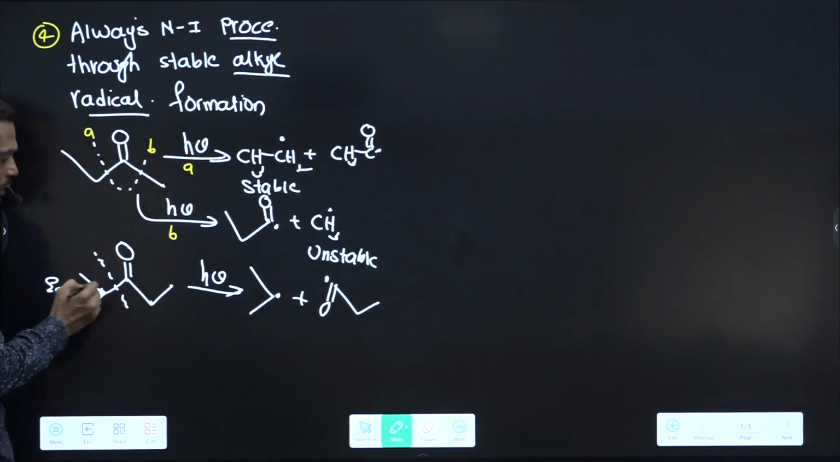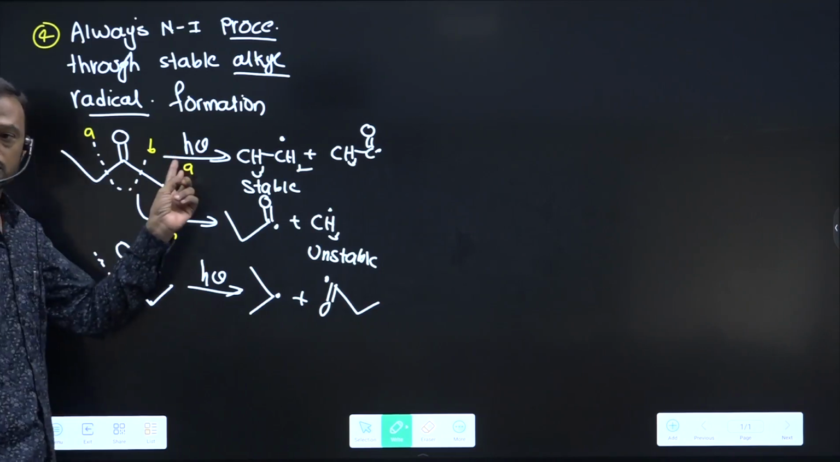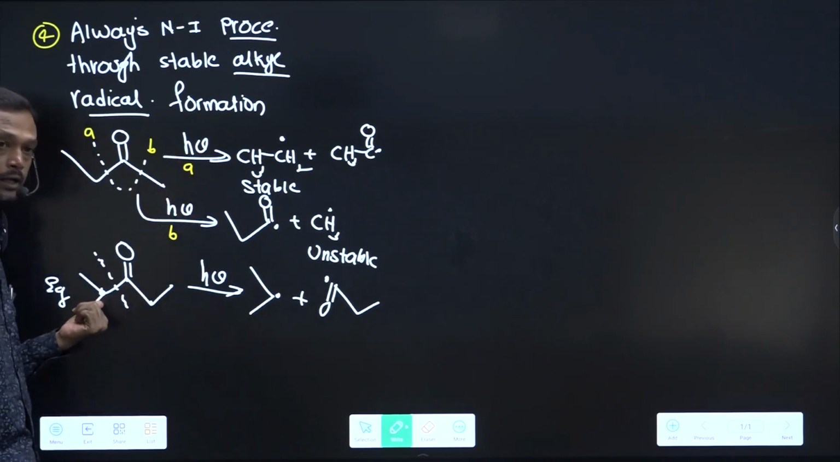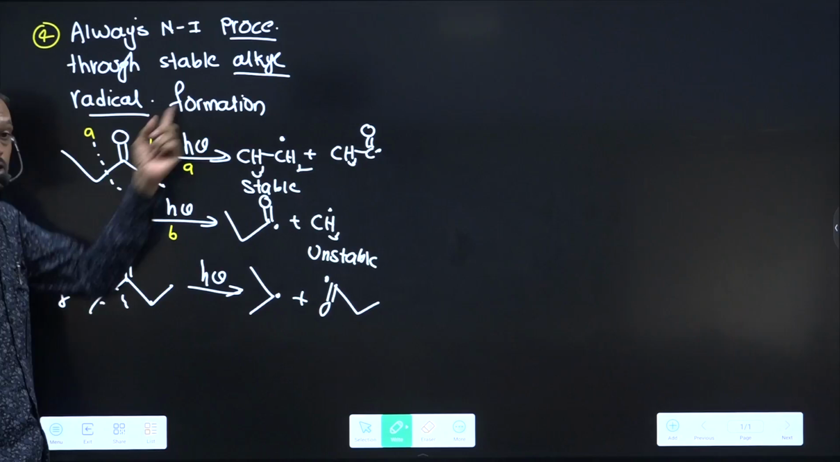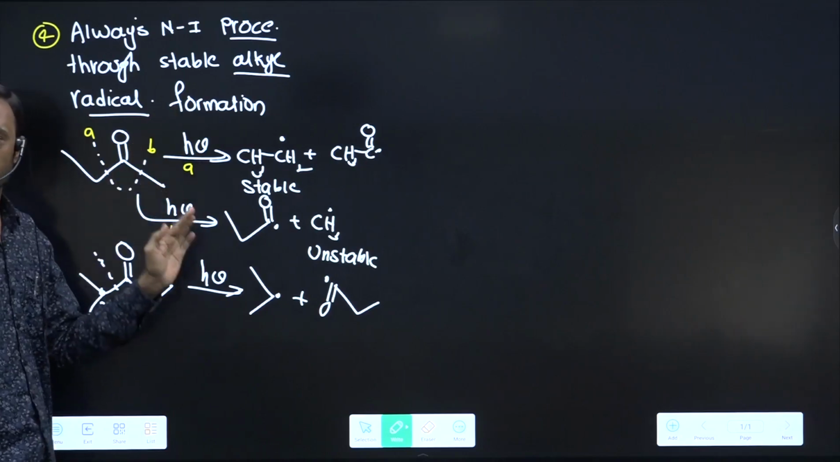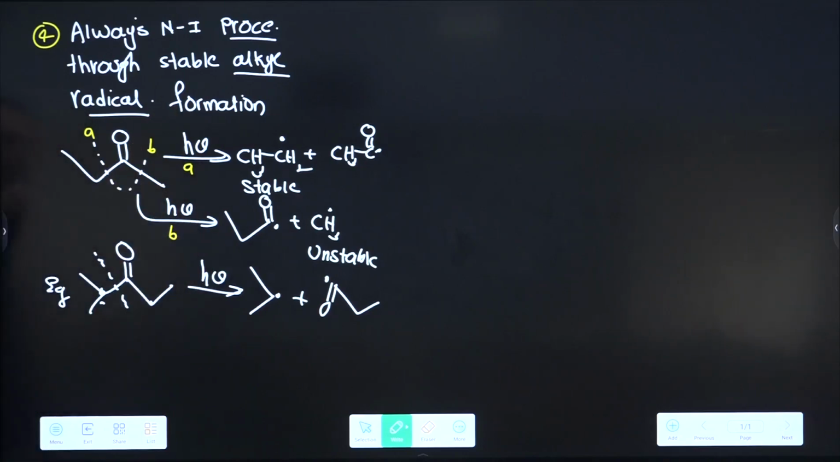So if any unsymmetric ketone is given, Norrish 1 takes place toward that side where you will get a stable radical. The alkyl radical should be stable. Only in that direction is Norrish 1 possible.